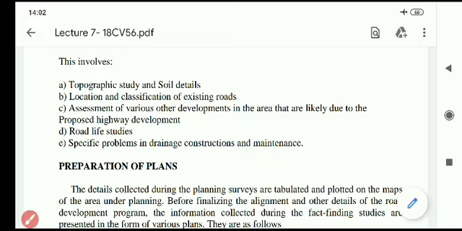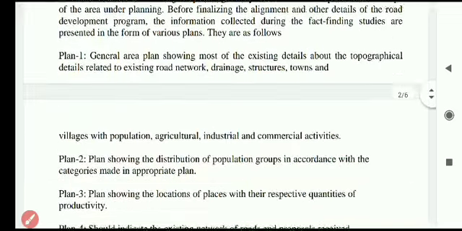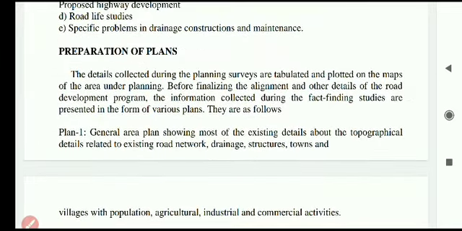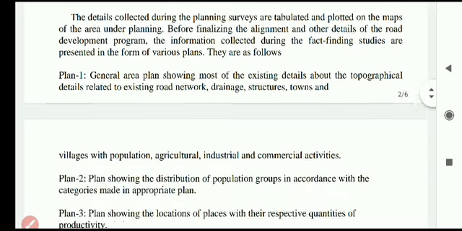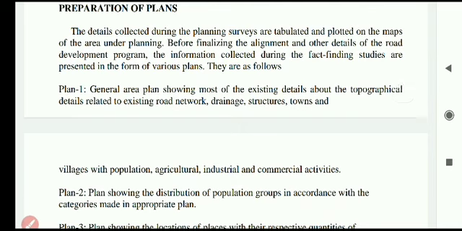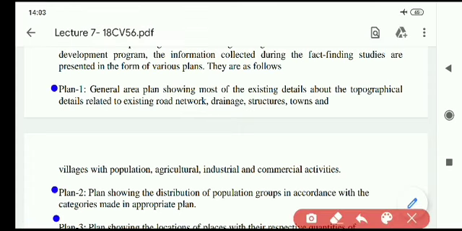So friends, this is about engineering studies. Under these engineering studies, after studying all these parameters, we'll go for preparation of plans. What do you mean by preparation of plans? The details collected during the planning survey are tabulated and plotted on the map. The details whatever we have collected are tabulated and the drawings are plotted on the map under that study area. Okay, so it is done in this way: plan 1, plan 2, plan 3, like that.